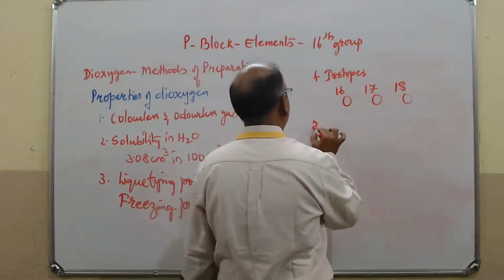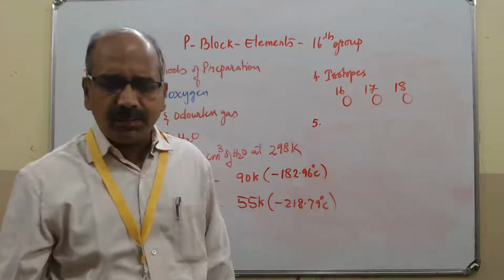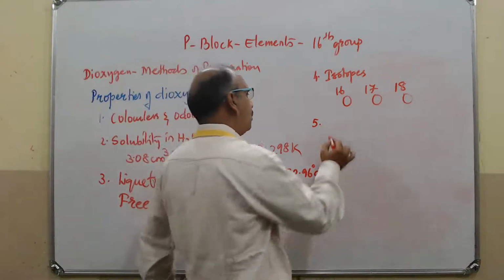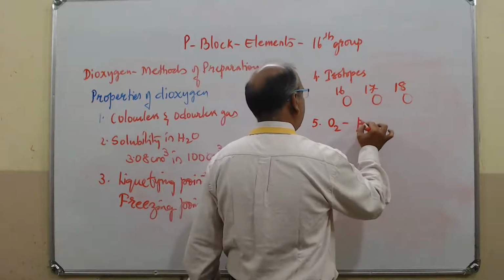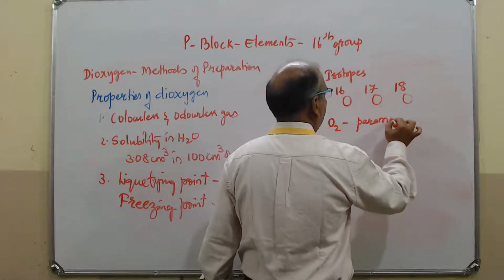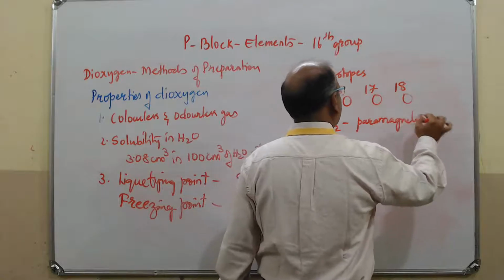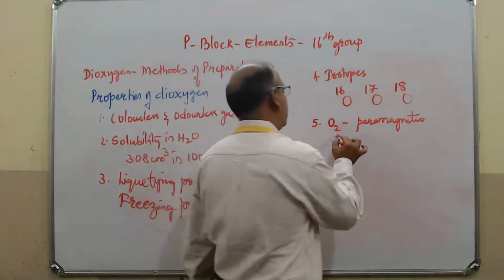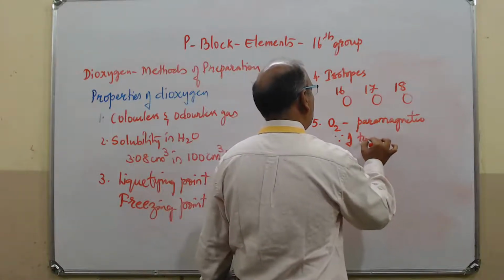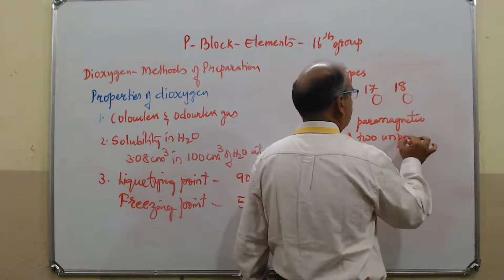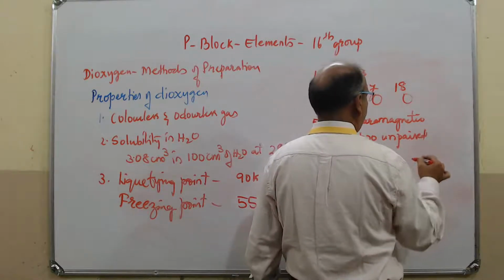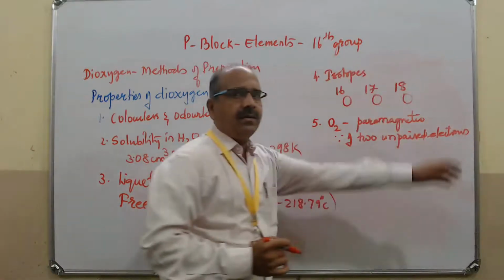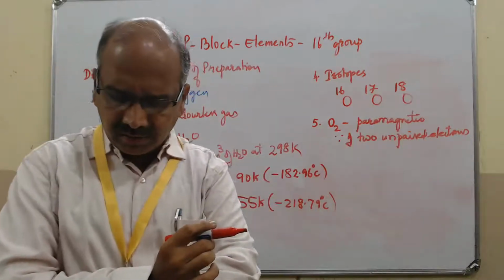Fifth one. It is paramagnetic even though it has even number of electrons. O2 if you take is paramagnetic. Why that paramagnetism arises is there are two unpaired electrons in the anti-bonding level. Because of two unpaired electrons, it is going to be paramagnetic in nature.